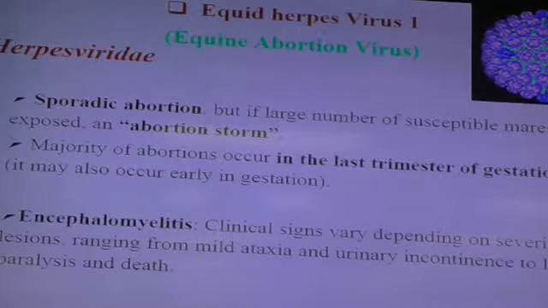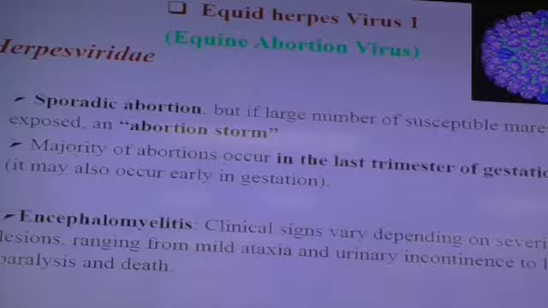Now, the abortion has two presentations, one which is sporadic abortion and one which is abortion storm. Basically, at the initial stages, there is a sporadic abortion. Once this spreads, because it's a respiratory infection, it can spread quickly and can cause abortion storm.